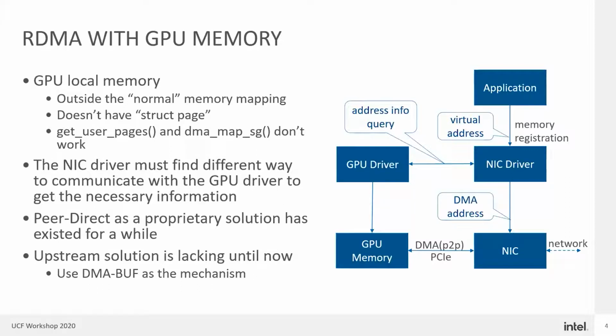There are existing solutions like GPUDirect that have been there for a long time and have been working quite well. The only issue is that this is only available in MOFED. So if we want an upstream solution, it's not there. Here we present our solution, which uses Dma-Buf as the mechanism for communicating between the GPU and the NIC to deliver the DMA address information of the buffer.